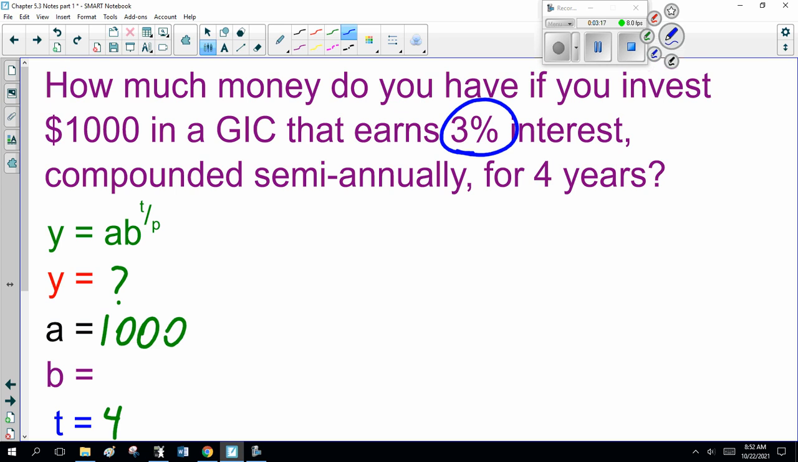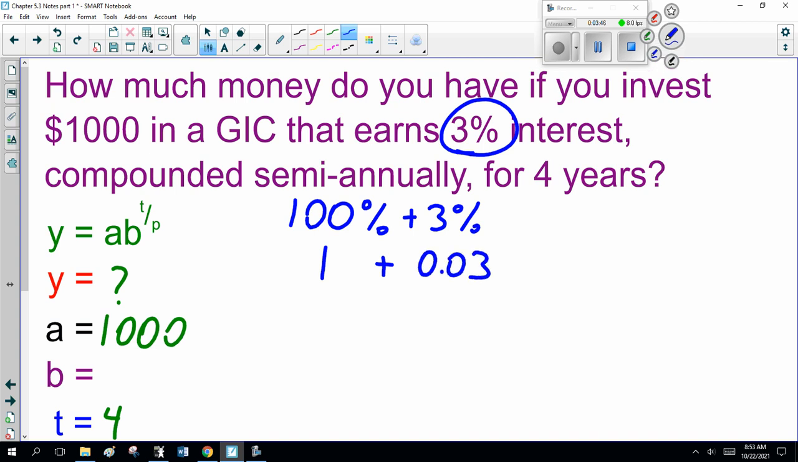Now, percent is an old way of talking of 100. So anytime we talk about percent, we always start at 100%, and we're adding or subtracting this 3% from it. Since we're earning, this is plus 3%. Now, the problem is we have to divide by 100. So this is 1 plus 0.03. Now, here's where it takes a left turn into ouch. Pay attention. It's compounded semi-annually, which means it's twice a year, which means we divide this by 2.